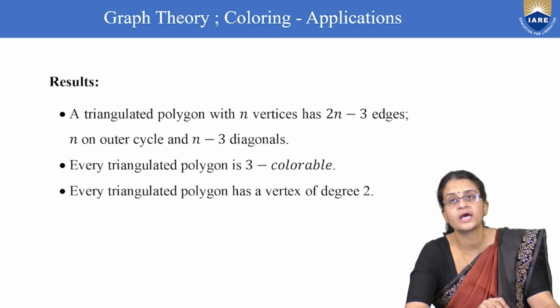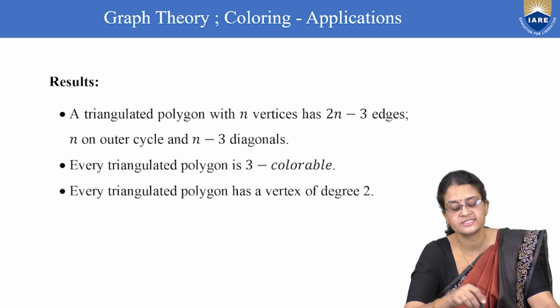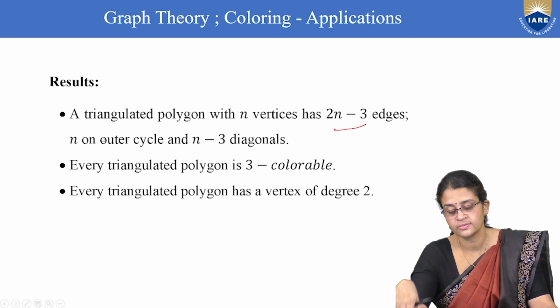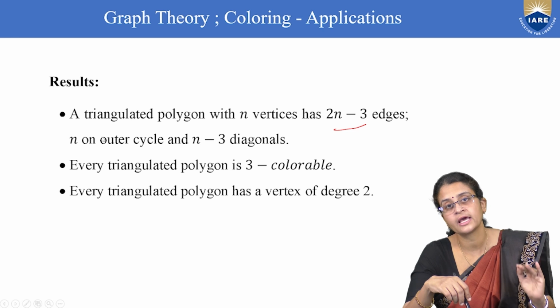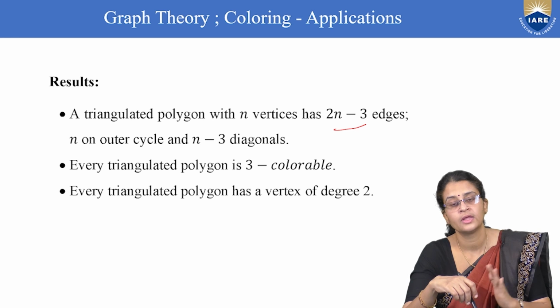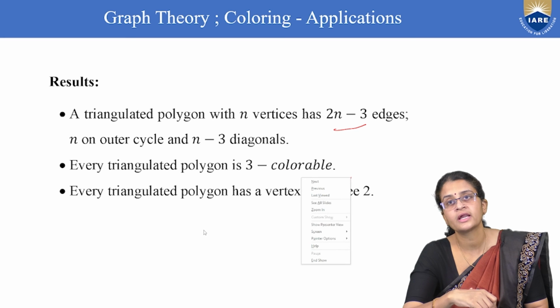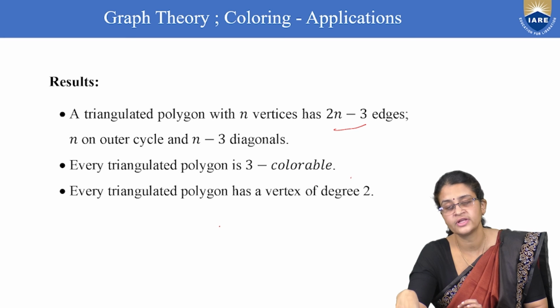A triangulated polygon with n vertices has 2n minus 3 edges: n on the outer circle and n minus 3 diagonals. Every triangulated polygon is 3 colorable. Every triangulated polygon has a vertex of degree 2.